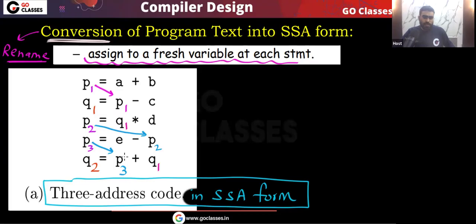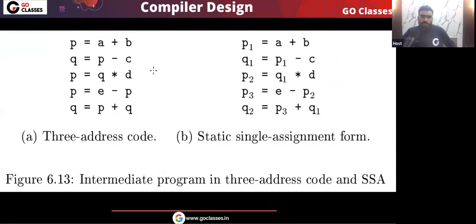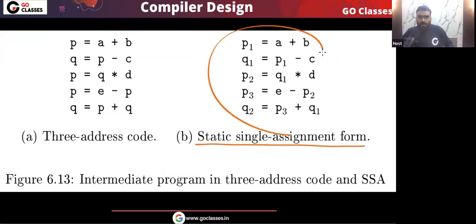Let me know, did you understand? Please tell me. So very simple. This is your three address code and this is your static single assignment form. Like this you can do. I hope you understood. Now let's move on.